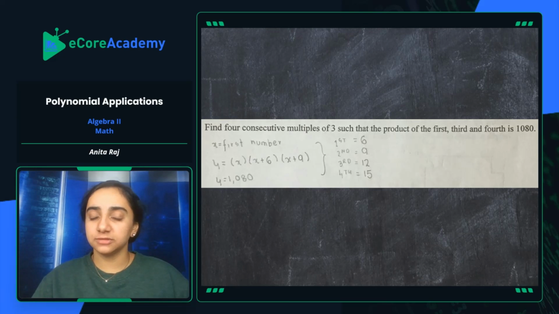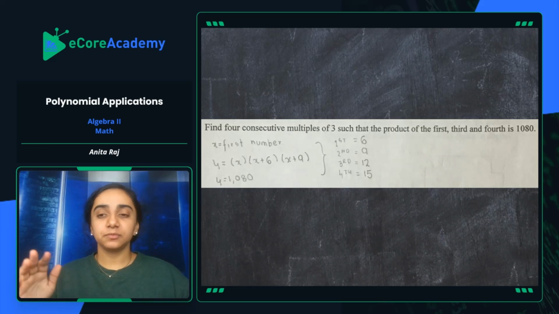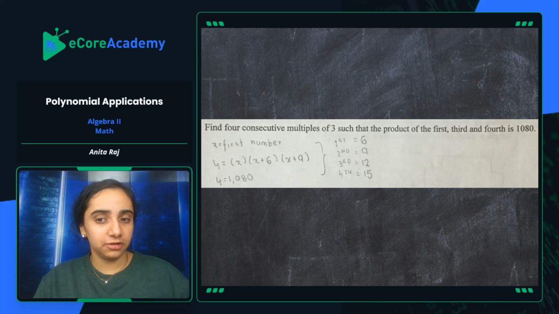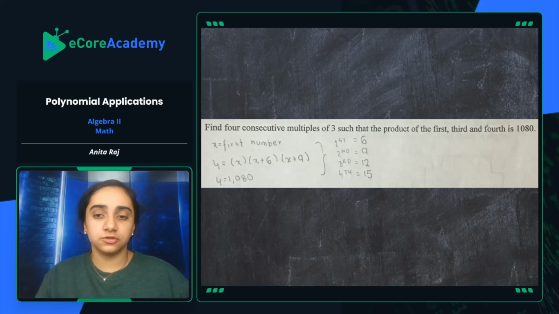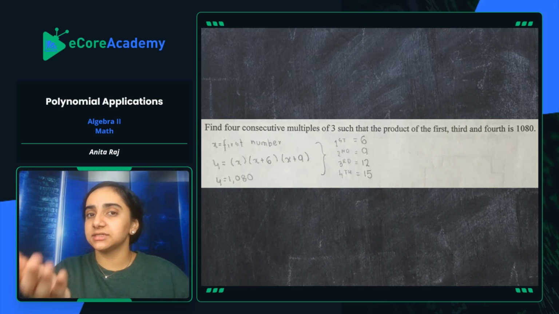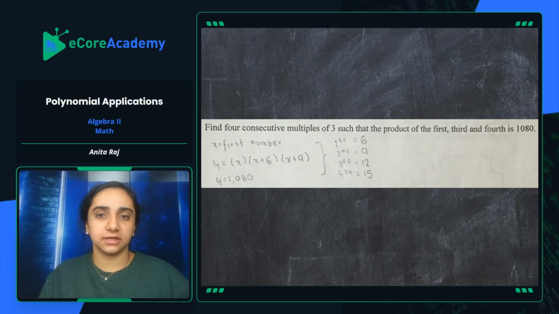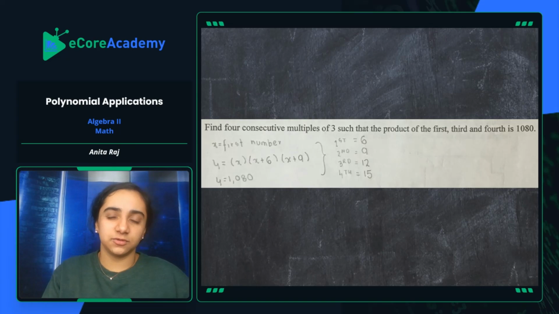We're not skipping a multiple in between, such that the product of the first, third, and fourth is 1,080. So in this case, we're looking at 4 different numbers because first, third, and fourth. In this case, the second is omitted, but we have to assume there is a second multiple because it says consecutive. We can't just skip over the second one. It just isn't included in this equation that they've given us in word form.